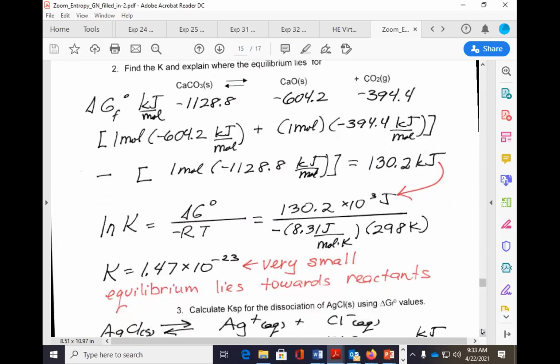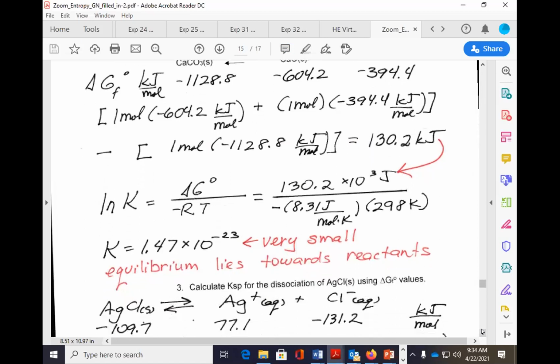Okay, so you're going to do this one all on your own. Oh, sorry, to give you the values. Okay, so you're going to do this one. You're going to calculate the KSP.